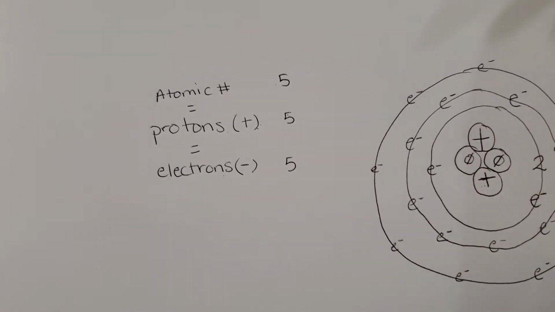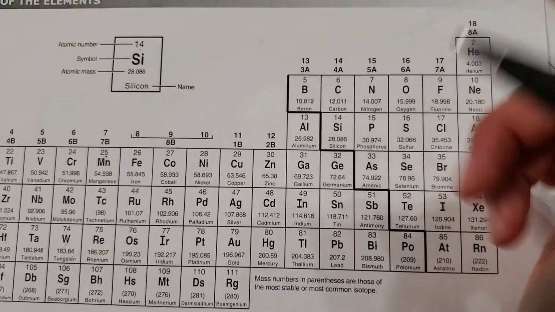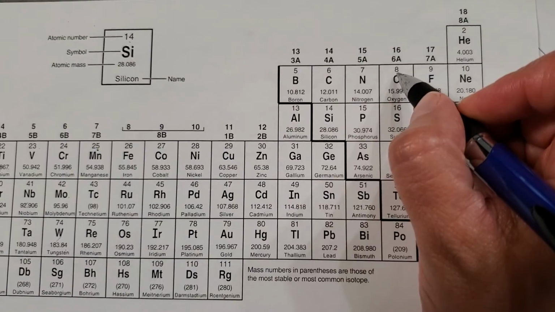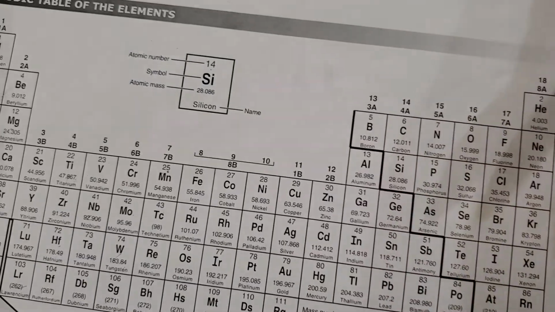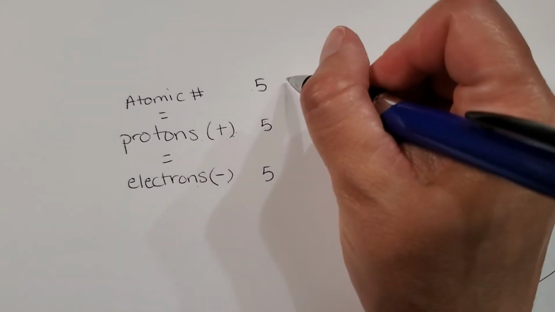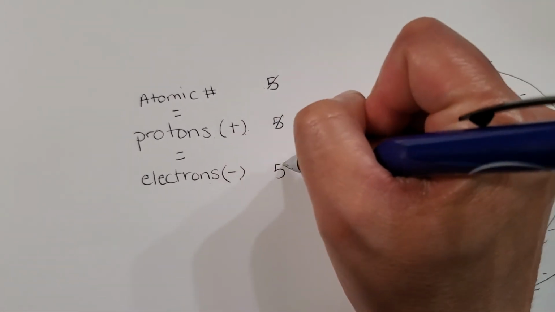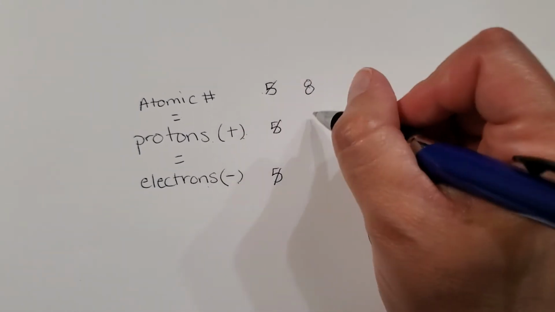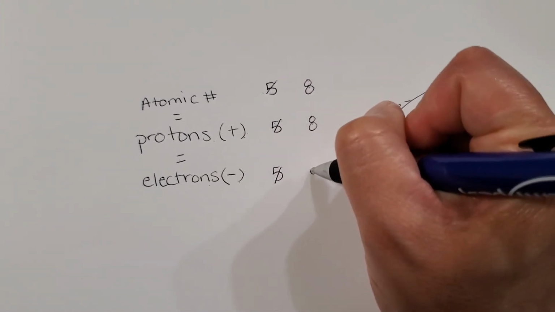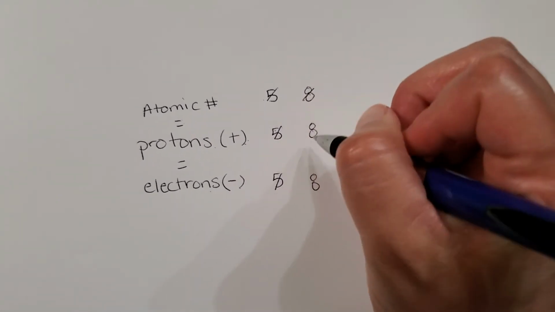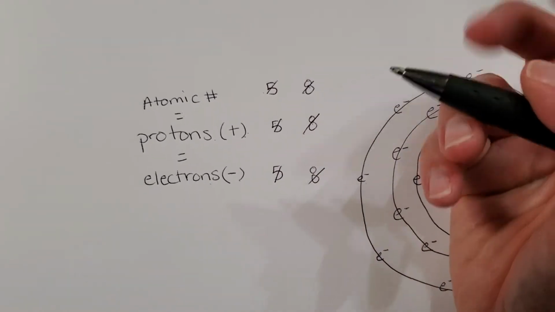Okay, what if we had, let's look at oxygen. Oxygen is atomic number 8. So we're going to go ahead and write that down. So atomic number 8. So that means we would have 8 protons and 8 electrons. Okay. Let's go to another example.